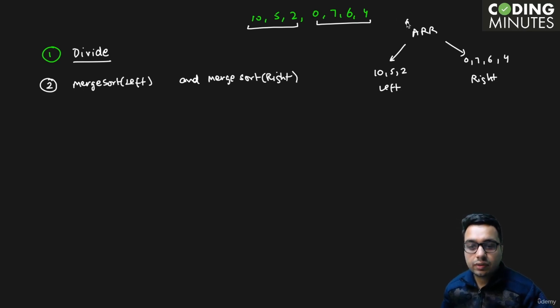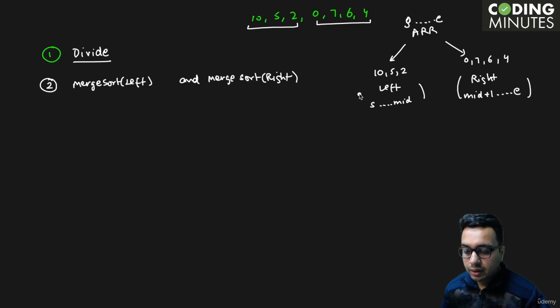So maybe this array is from starting S till end. So we divide this about mid. So the left part is from S to mid and the right part is from mid plus 1 till the end. So this is what we have in the right part.